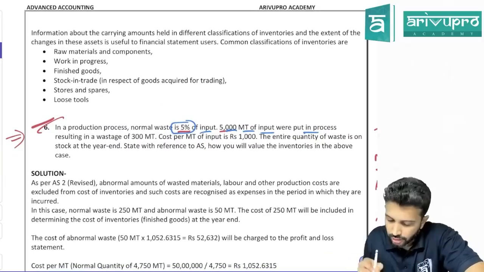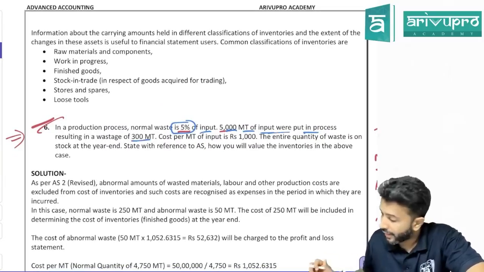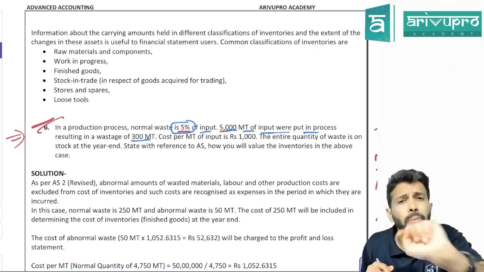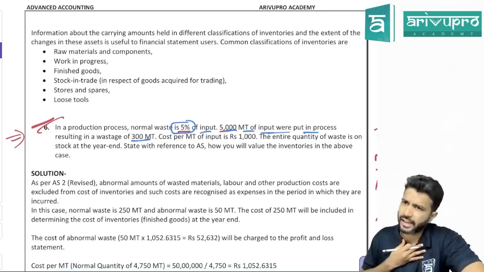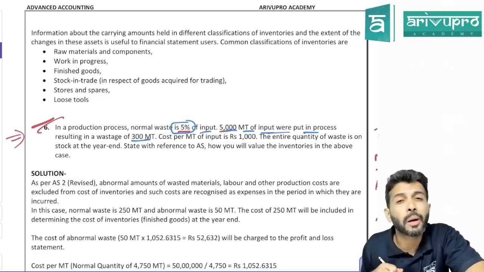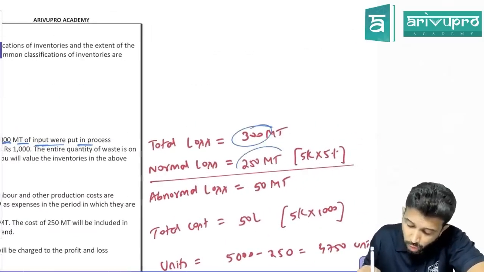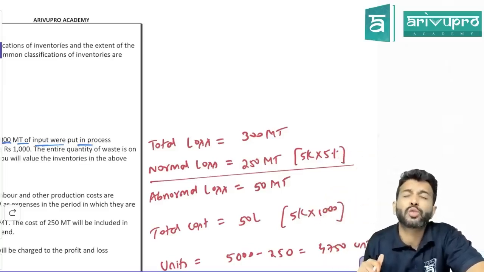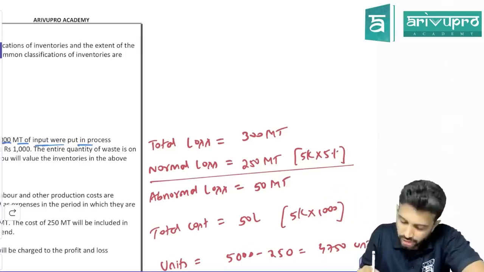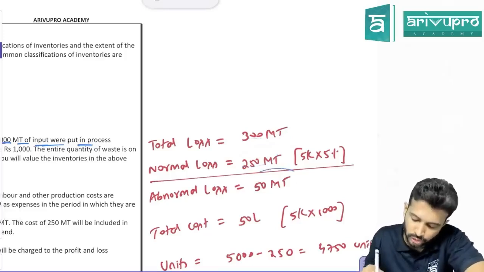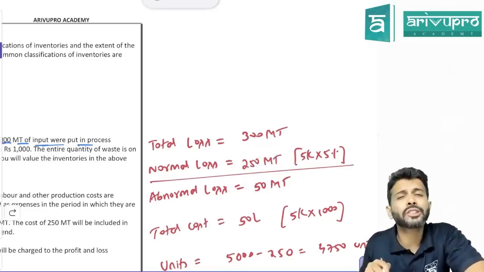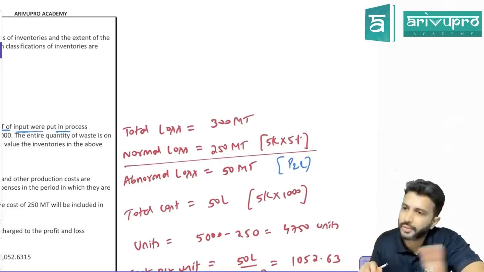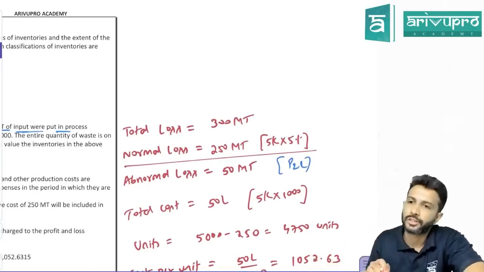Next you come to this. 5,000 meters of input were in process, resulting in a wastage of 300. Sir, actual wastage became how much? 300. Normal loss is how much? 250. 250 we expected and we were ready. But actual loss became 300. Over and above the normal loss, if you're getting any extra loss, what is that? Abnormal loss. Here, total loss is 300, normal loss is 250, so abnormal loss is 50. Abnormal loss, can you add it to the cost of inventory or should it go to P&L? It should go to P&L. It cannot be absorbed in the cost of inventory.